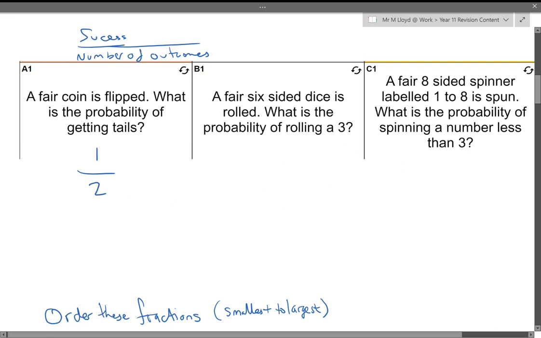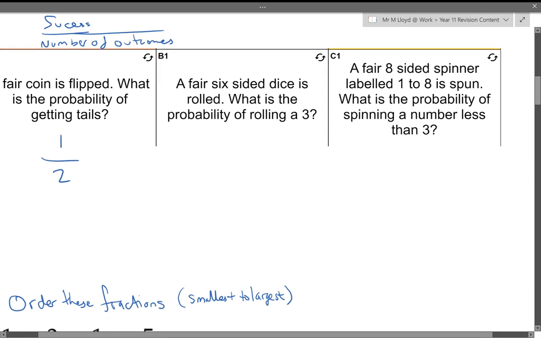Now, this is probably a bit harder than what will come up a little bit later, and you'll see what I mean when we go on to the exam questions. A fair six-sided dice is rolled. What is the probability of rolling a 3? Well, there is only one 3 on a dice, and on a dice we have 6 outcomes.